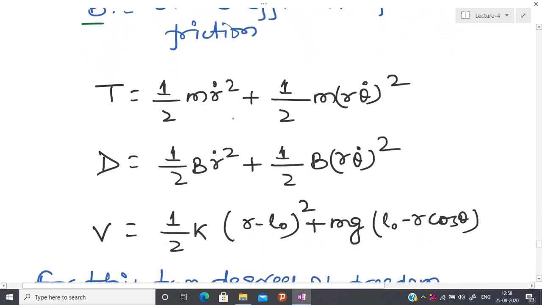Please check, this is the kinetic energy. Similarly I have the dissipative action. Here now two different kinds of quantity come into the picture. One is b r dot square, and after that I have b r theta dot square. You can easily understand this, because if I have 2 degrees of freedom, then we have to incorporate a quantity in the x direction as well as the y direction, or one direction and a second direction.